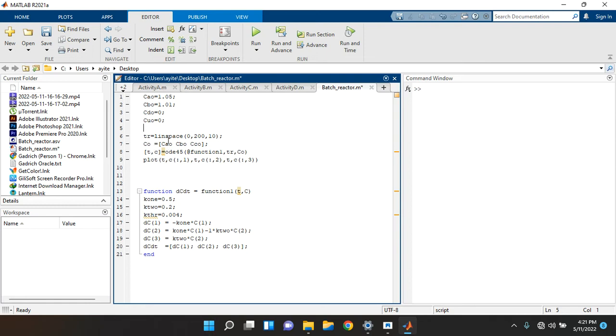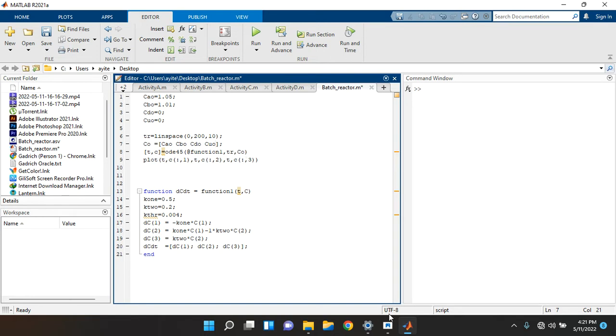So I'm going to put them into one container, or in a matrix form. So CAO space, CBO space, CDO, and then we add the last one, CUO. And we are calling our initial conditions CO. So we have T output, concentration output, the function name function 1, our TR, the time that we're going to be using, that is also equal to the time output, and then our initial conditions.